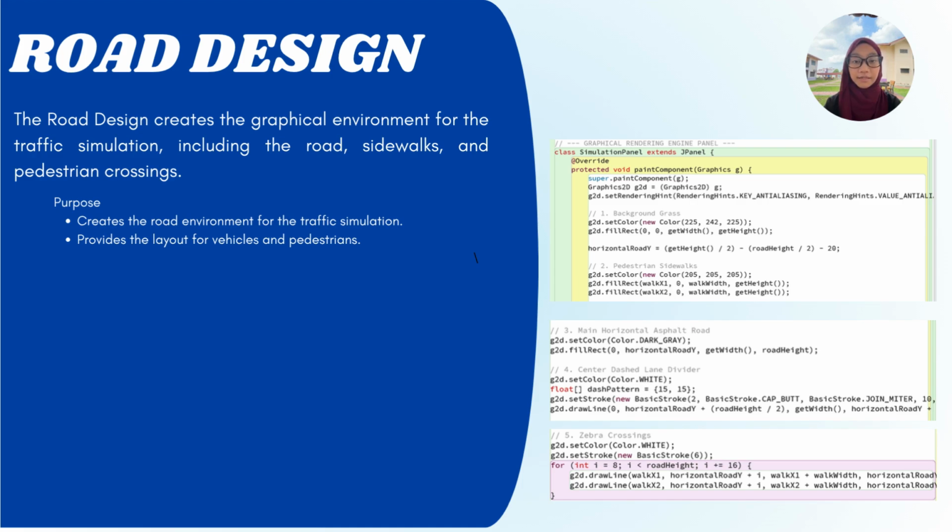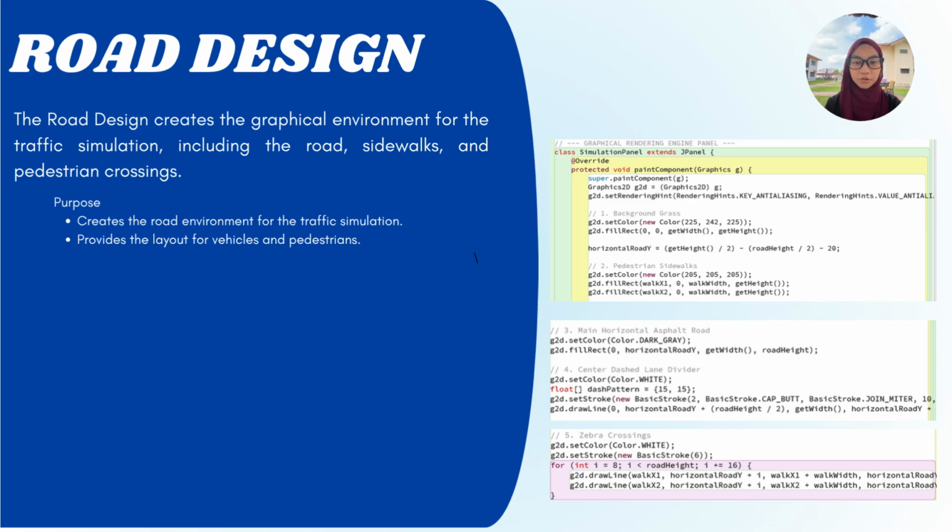Next, the drawLine method is used to create the lane divider markings. A dashed line pattern is applied to make the road look similar to a real highway. For the zebra crossing, the program uses a for loop instead of drawing every white stripe one by one. The loop repeatedly creates multiple stripes across the crossing area. This makes the code more efficient, shorter, and easier to maintain.